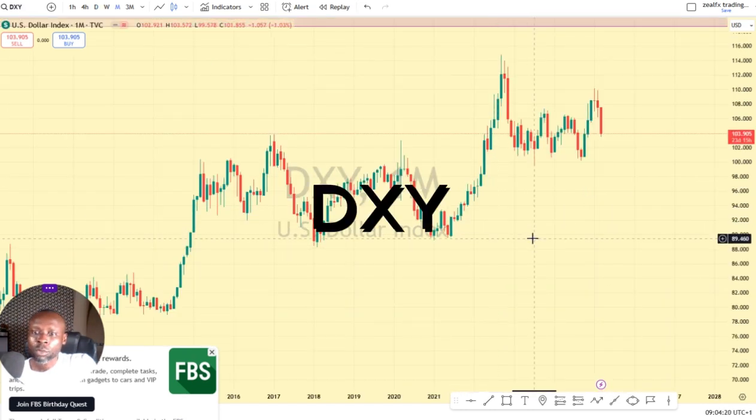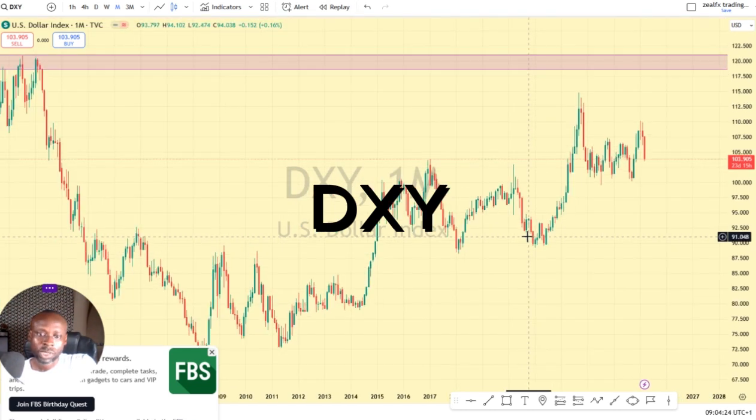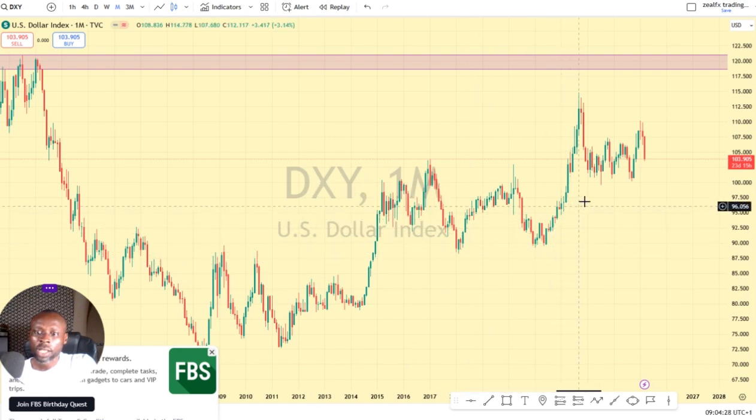The dollar index on the monthly chart still remains in an uptrend. If you can see from the monthly chart structure, we still have a series of higher lows on the monthly chart. So long as we have this series of higher lows, this shows that the dollar index still remains in an uptrend on the monthly chart.